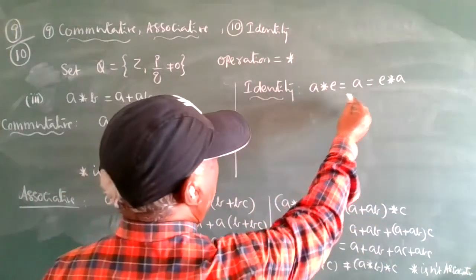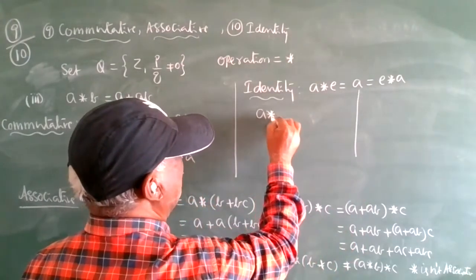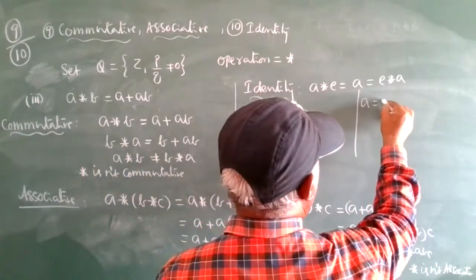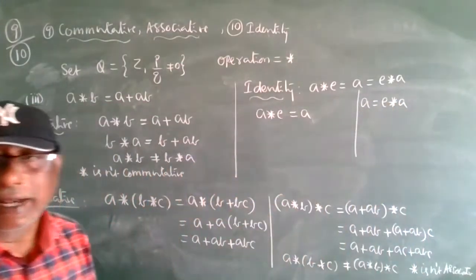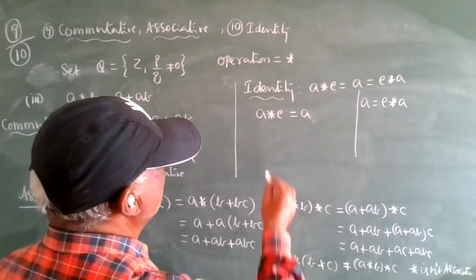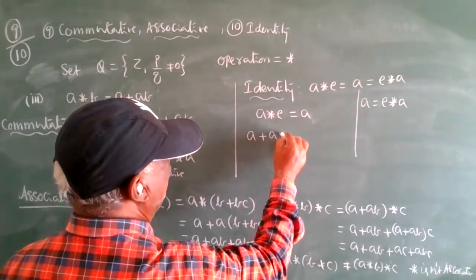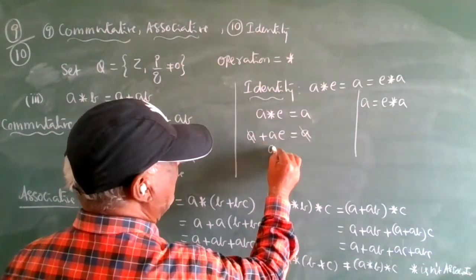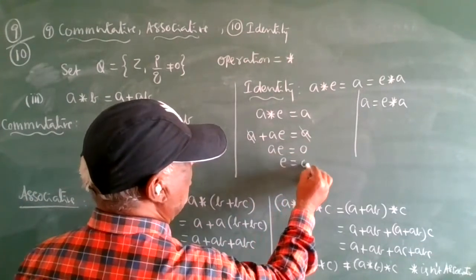Identity. Take two parts. A star E is equal to A, and A is equal to E star A. Only one value we can get. Different values means no identity. See, here first element plus product of the first two is equal to A. A cancels. A is equal to 0, E is equal to 0.